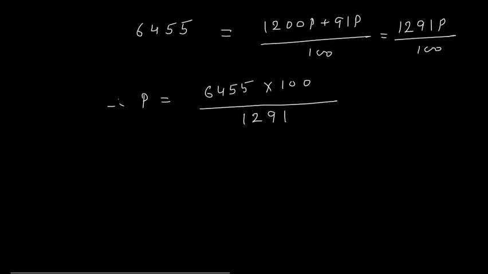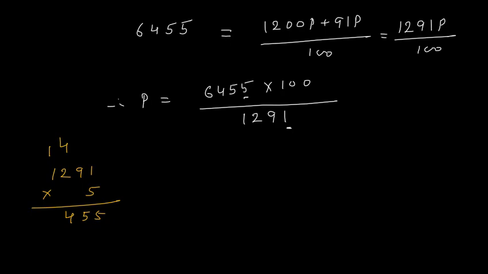Now 6 plus 4 is 10 and 10, so it is not divisible by 3. Here at the unit place we have 5 and here we have 1. Let us see what 1291 multiplied by 5 is. In rough you can check: 5 ones are 5, 5 nines are 45, so 5, 4 carry. 5 twos are 10, 10 plus 4 is 14, 1 carry. 5 ones are 5 plus 1 is 6. That means we can cancel, and here you will get 5. So the value of P is 5 into 100, which is 500.